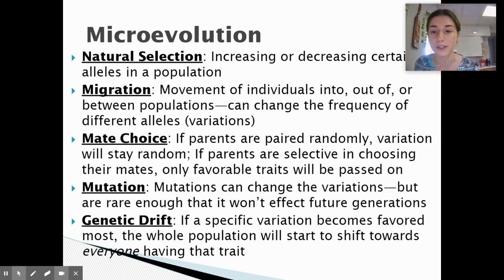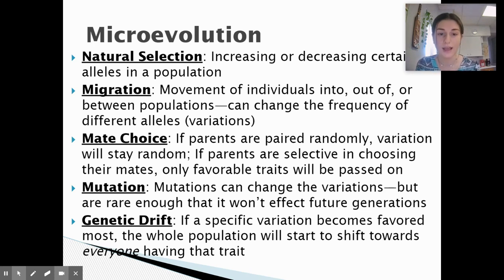If parents are selective in choosing their mates, only favorable traits will be passed on. So let's say that your favorite M&M color is red. You only select the red M&Ms to eat, and those are the only M&Ms that will be going into your body. If a parent selects their mate, they are also selecting the traits that mate has. So those favorable traits in the mate will be passed on to the offspring.